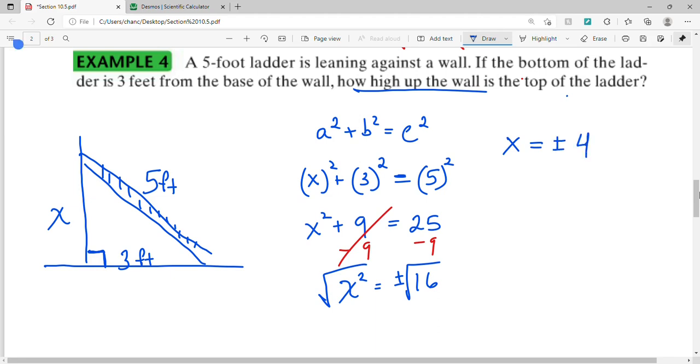So we have two possibilities. X equals negative 4 feet, or x equals positive 4 feet. And clearly we're going to throw out the negative 4 feet. That one doesn't make sense. And so the height of this, from the floor to the top of the ladder, is 4 feet.